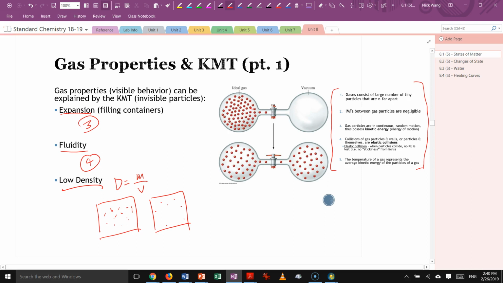So having a low density, right, knowing how gases behave, which one of these do you think is the most responsible for low density? Well, it ends up being part 1, because gases consist of a very large number of tiny particles that are very far apart. There's so much empty space between them that you end up having such a low density when it comes to gases.